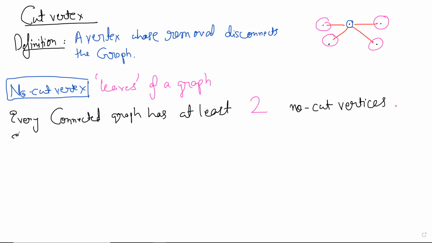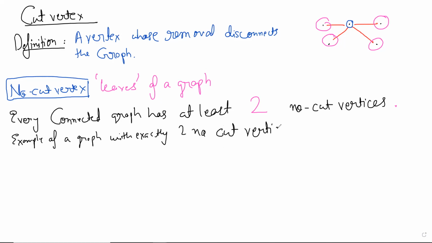Now again, a very simple question. Example of a graph with exactly two no cut vertices. I'm just doing all this to get intuition for things, okay?